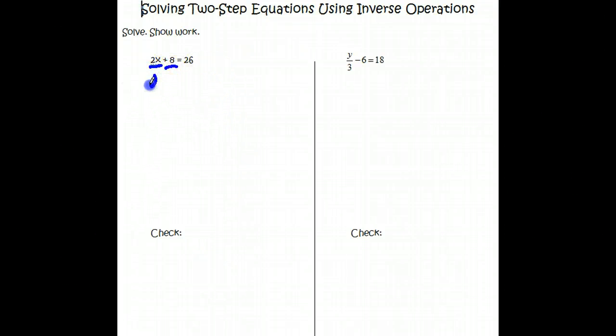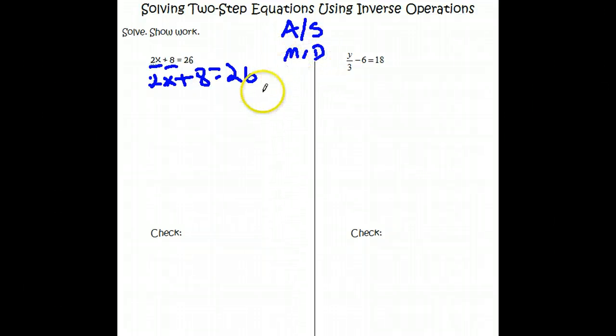So let me first copy down the problem. 2x plus 8 equals 26. Alright, we have multiplication and we have addition. And we have to decide what we are going to do first. We're going to divide because that's the inverse of multiplying, or we're going to subtract because that's the inverse of adding. And it turns out that we use the reverse or the opposite of the order of operations. So we do adding and subtracting first and multiplying and dividing second when solving equations.